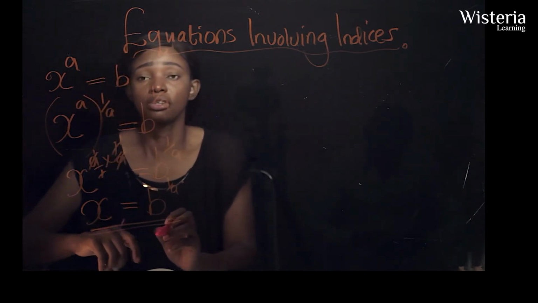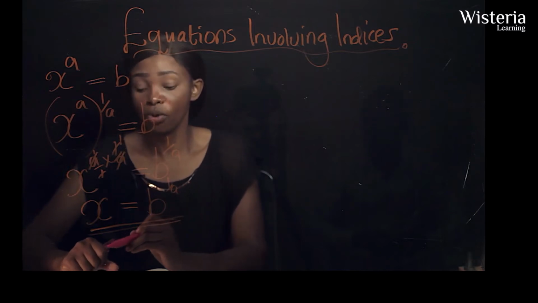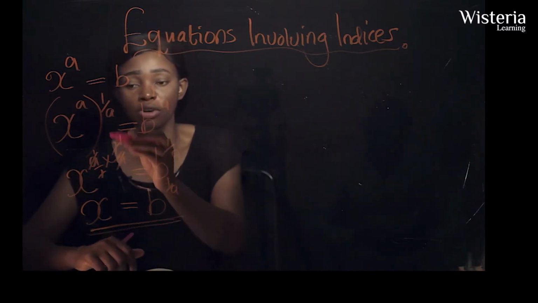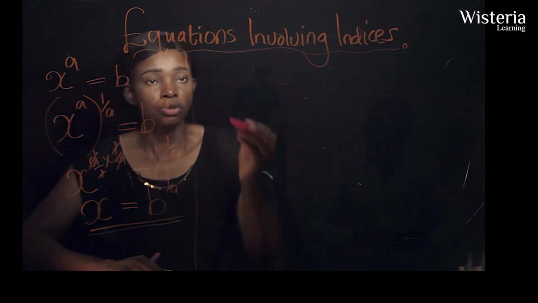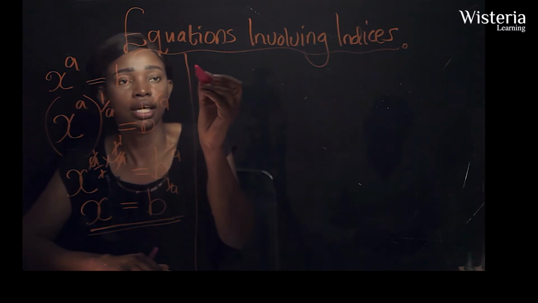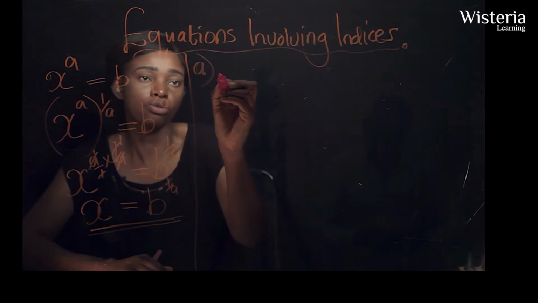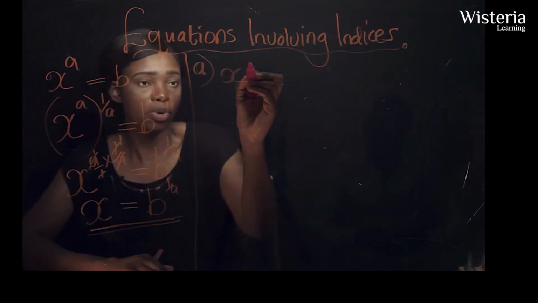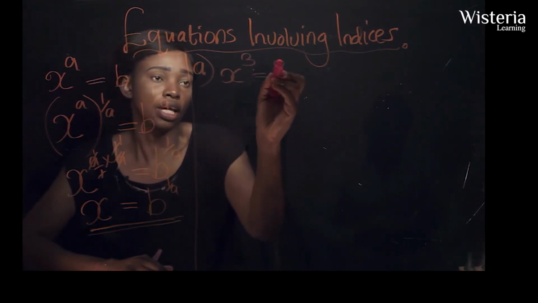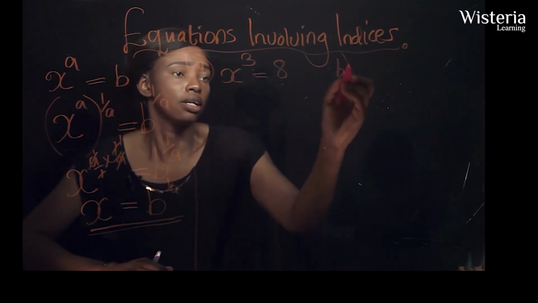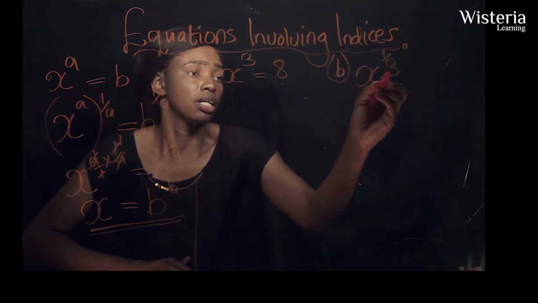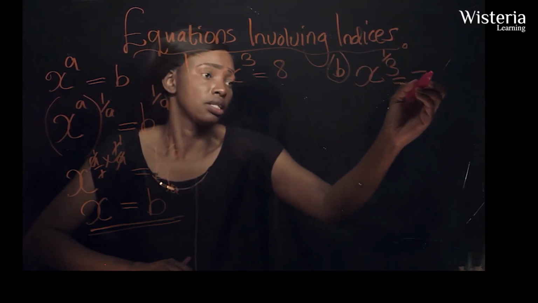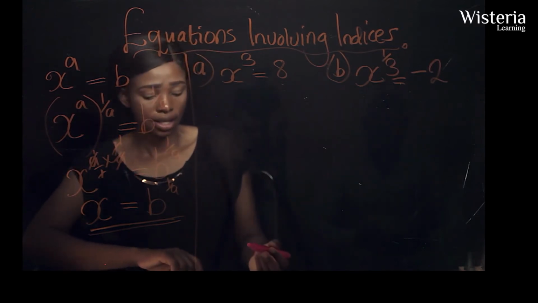So the equations that will be given to solve for x, we're going to be using this idea that I have just illustrated. Now we are given these examples. We want to solve for x in each of the following. A, x to the power 3 is equal to 8. Then b, we have x to the power 1 over 3 is equal to negative 2. Okay, we'll add another example there.